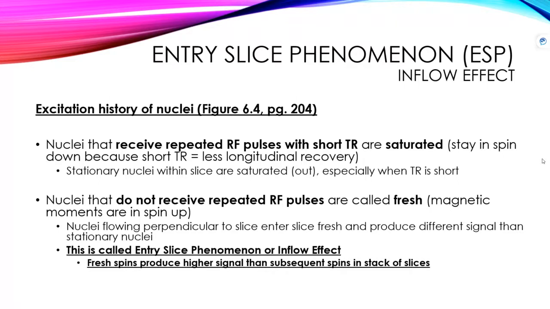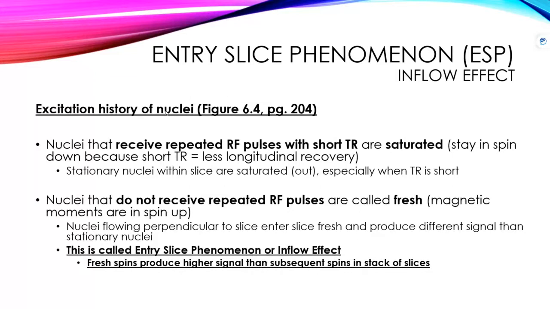As the spins or the nuclei are moving through the slices that we're taking, they're going to go from a bright signal to a dark signal, or from a dark signal to a bright signal. And that's what we're going to talk about today. It's based on the excitation history of nuclei. If you go to page 204 on figure 6.4, we're going to talk about those saturated spins versus fresh spins or inflowing spins.